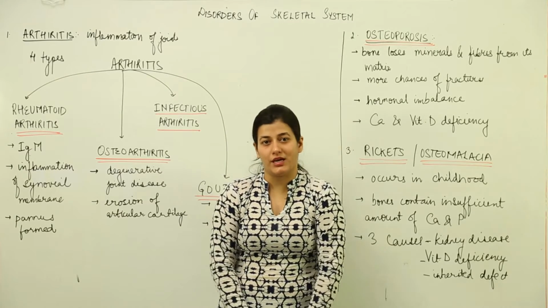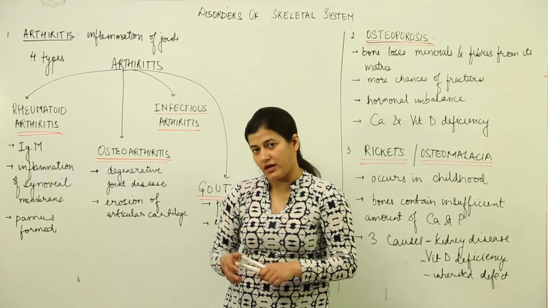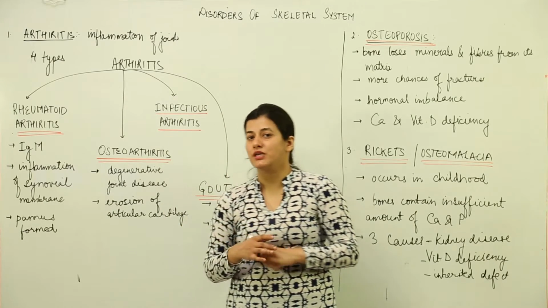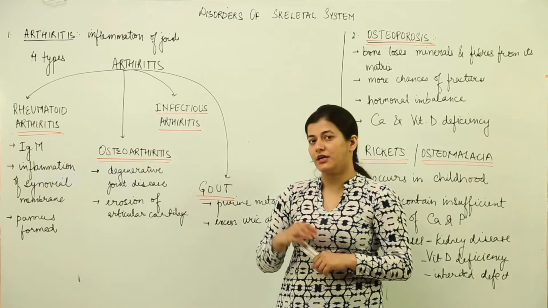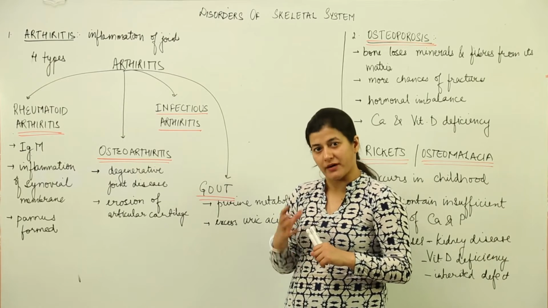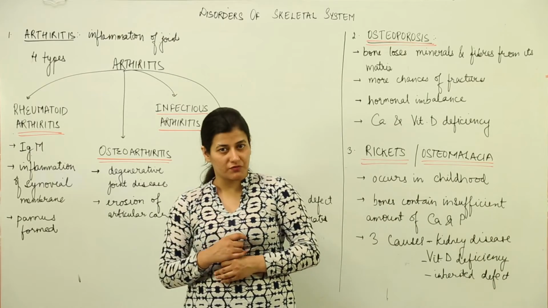Now we are going to take the disorders of the skeletal system. We have seen what the disorders of the muscular system are. Next we are going to take the skeletal system into account, and in the skeletal system you know that there are joints which have an important role apart from the bones. So we have two types of disorders.